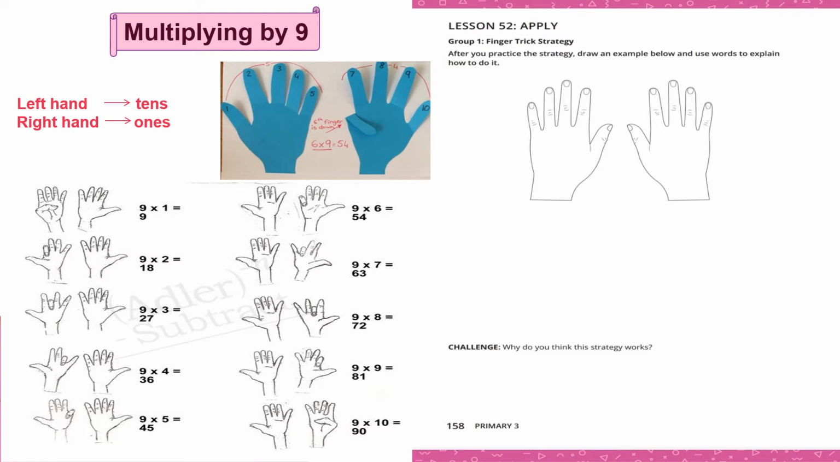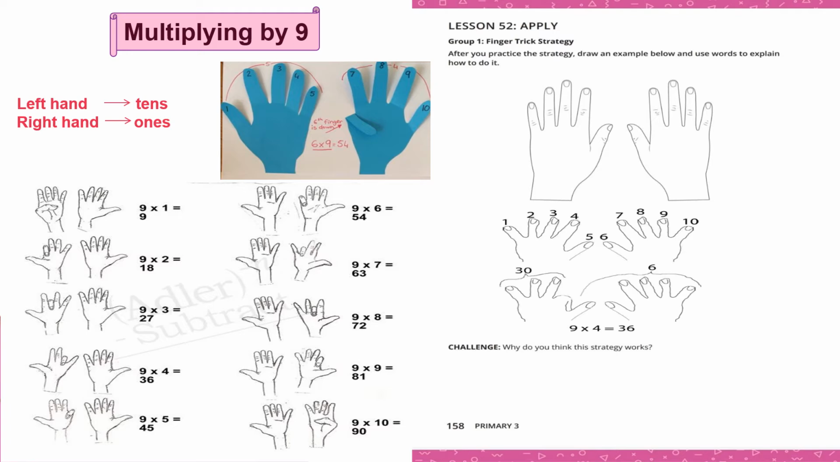The next page here, the apply part, finger trick strategy. After you practice the strategy, draw an example below and use words to explain how to do it. Here I wanted to get the result of 9 times 4. So the first step is what? Look at the other number, it is 4. So the second step is what? Bend down finger number 4.